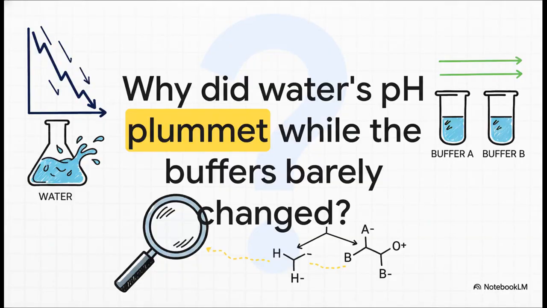And this leads us to the big mystery we need to solve. How can the same exact action lead to such different outcomes? I mean, look at the water. Its pH just completely collapsed. But the other two? They barely moved. They really held their ground. And what is that subtle clue that makes buffer A different from buffer B? This is the puzzle we're going to solve together, step by step.